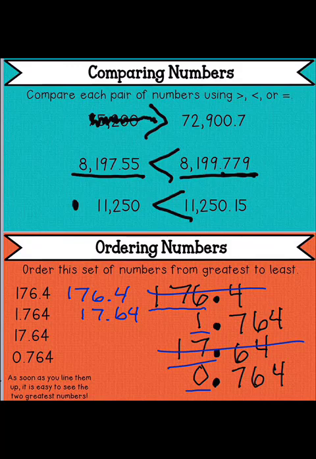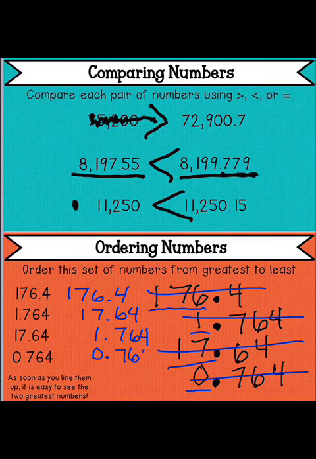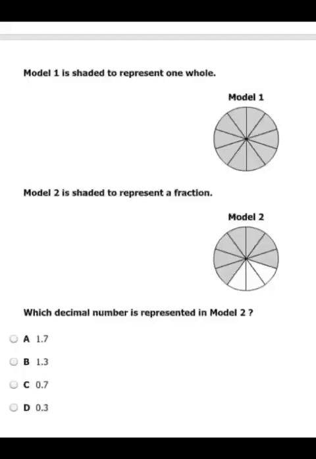We're left with 1 and 0. I know 1 is bigger than 0, so 1 comes next. And the last number is 0 and 764 thousandths. Once you line your numbers up, it's very easy to put them in order. There are the numbers from greatest to least.